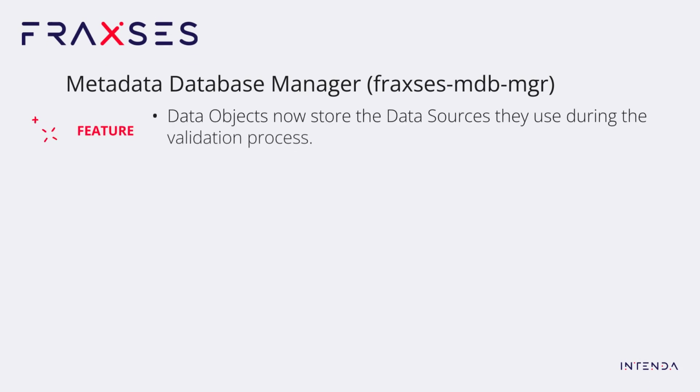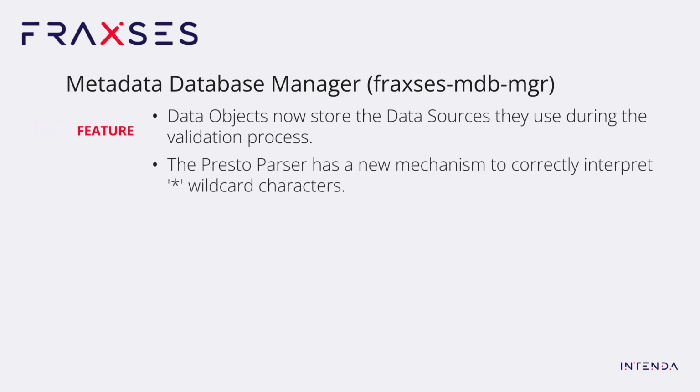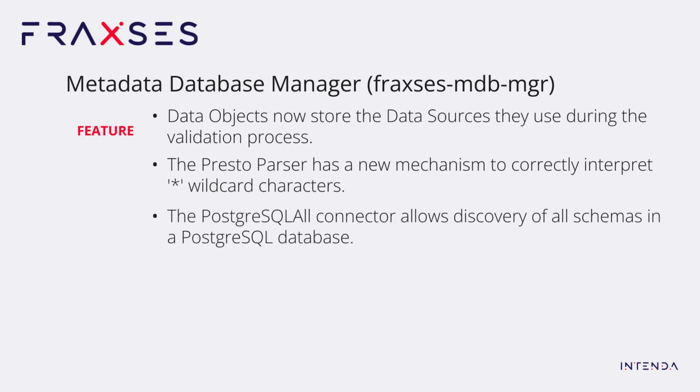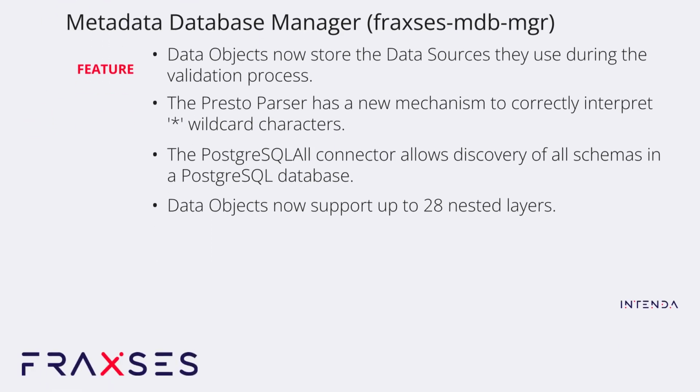Metadata Database Manager. Data objects now store the data sources they use during the validation process. The Presto parser now has a flexible new mechanism to correctly interpret asterisk wildcard characters and process them appropriately. The PostgreSQL All connector allows discovery of all schemas in a PostgreSQL database. The query engine now supports data objects with up to 28 nested layers.